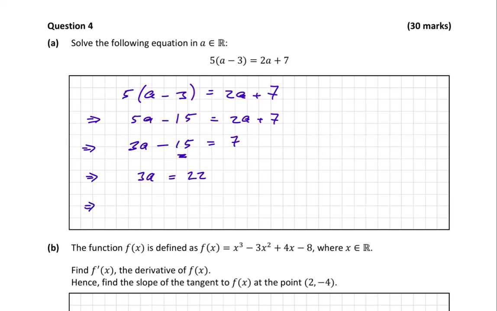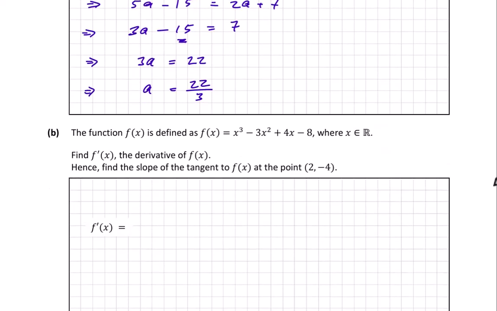Next thing we're going to do is we have this 3 stuck to the a here, which means it's multiplied by the a. So we need to divide by 3. Divide by 3 will give us 1a. Divide 22 by 3, you'll just get 22 over 3. That's really it for this part of the question. Let's look at the next one.